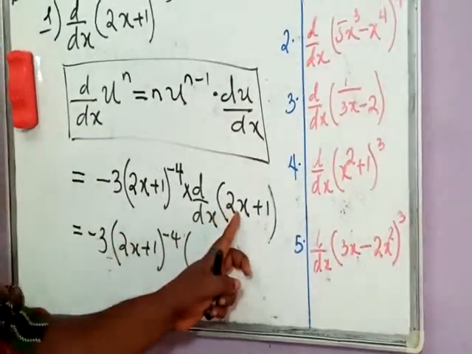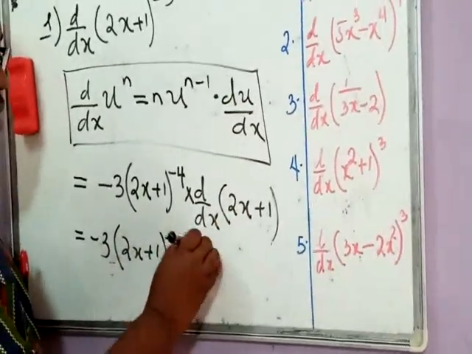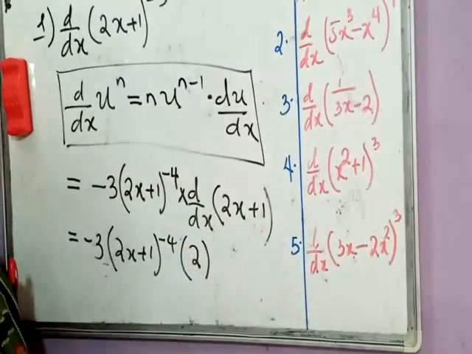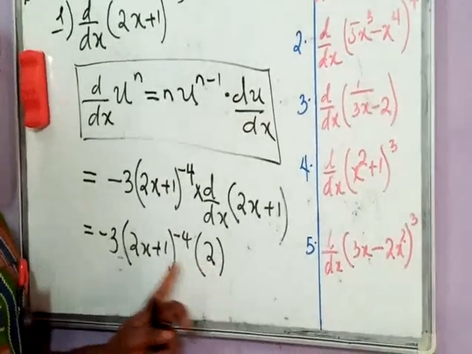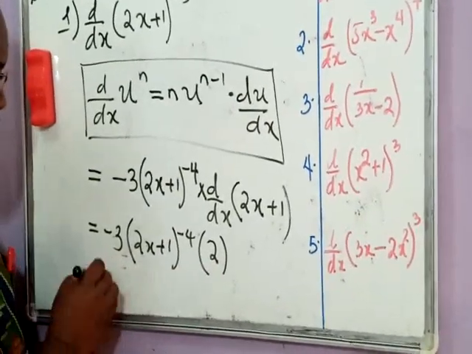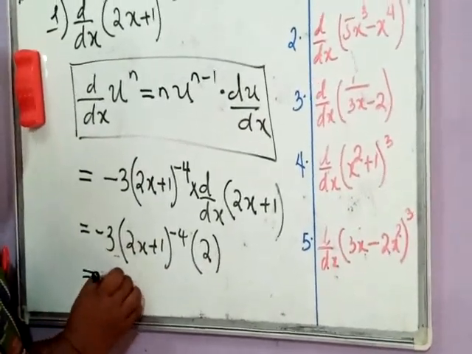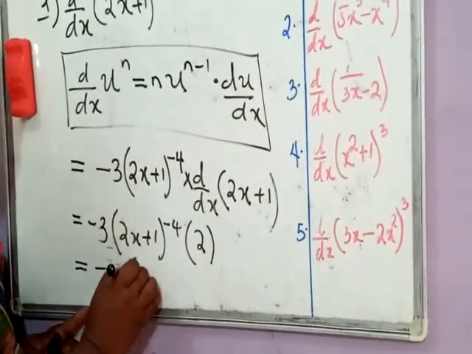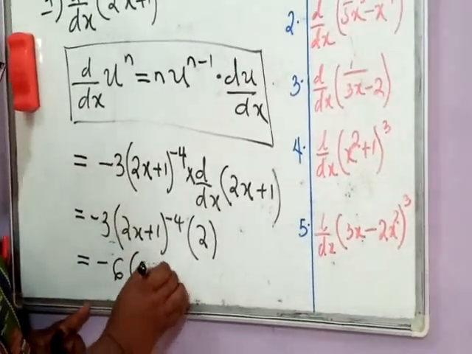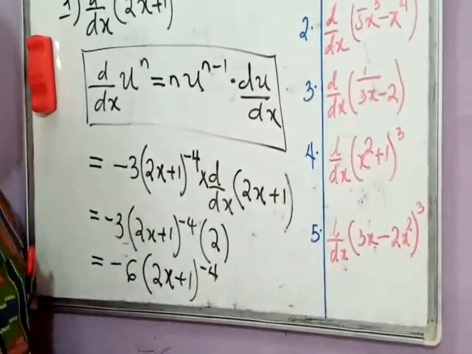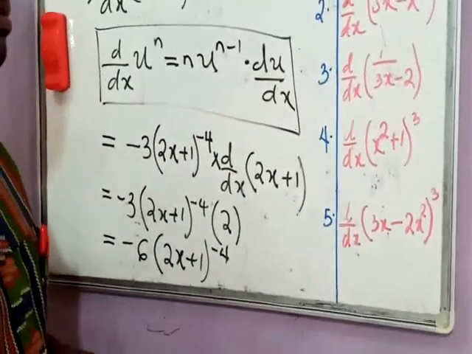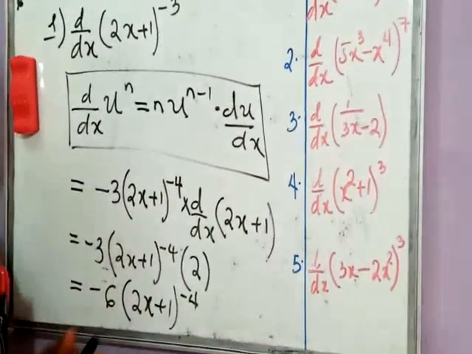Now when I differentiate 2x, I simply get 2 because the derivative of 1 equals 0. Now 2 multiplied by negative 3 gives me negative 6, then times 2x plus 1 all raised to the power negative 4. So that's the derivative of that problem. Always have in mind this rule.